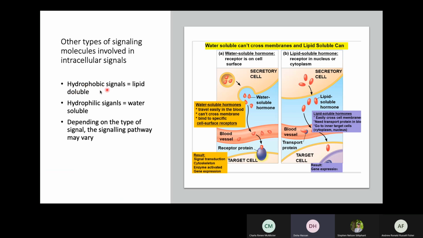Hydrophobic means that they're soluble in lipids, but that they are not soluble in water. And then there are also hydrophilic signals. Again, another typo, but that means that they're water soluble, but not lipid soluble.